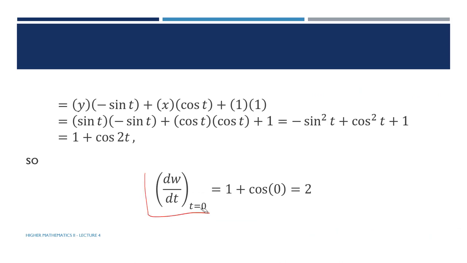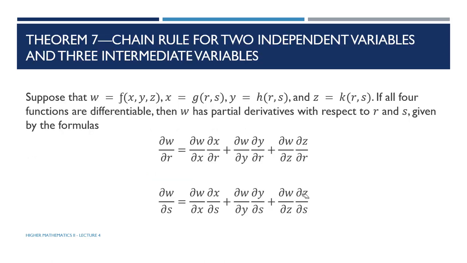And we also can write that expression in this beautiful form, which is the derivative of w with respect to t, calculated at the point t equals 0. The answer is the same too, but it's a better way to write it. Now, this theorem is the chain rule for 2 independent variables and 3 intermediate variables.